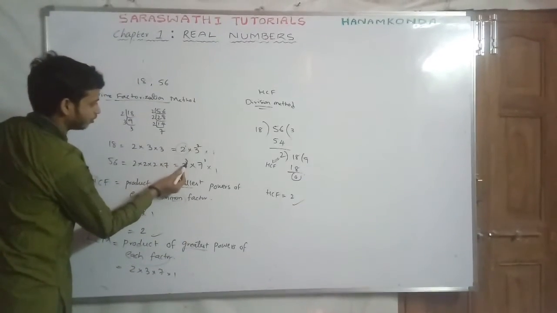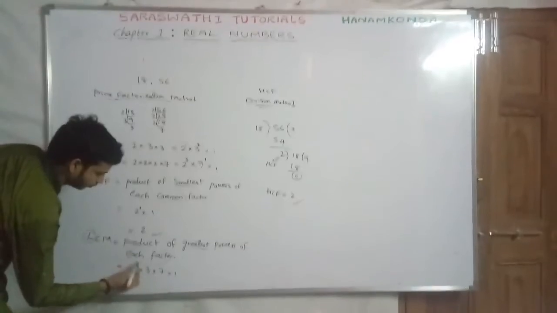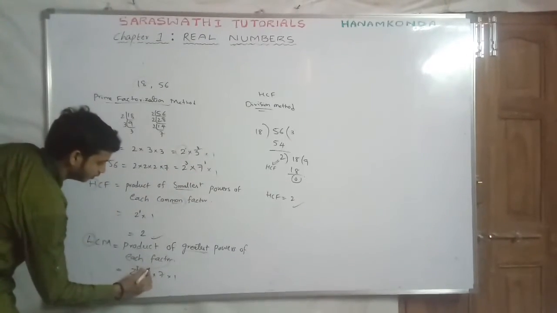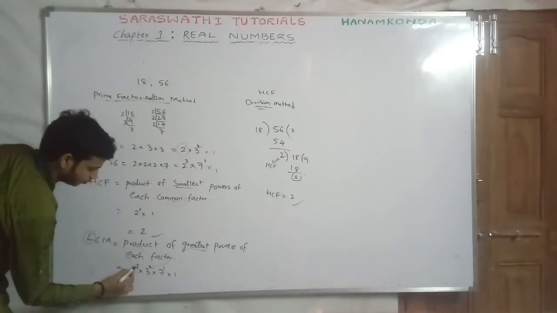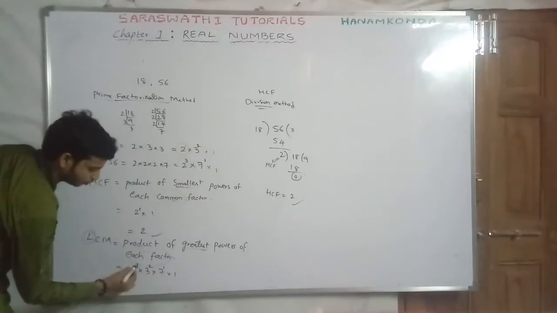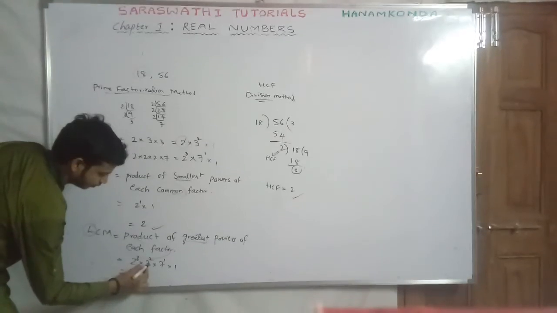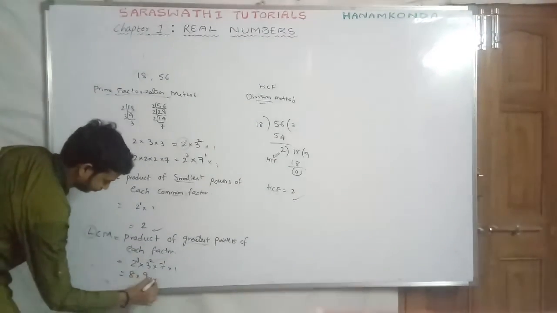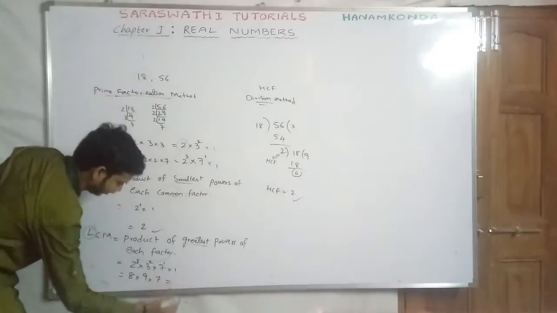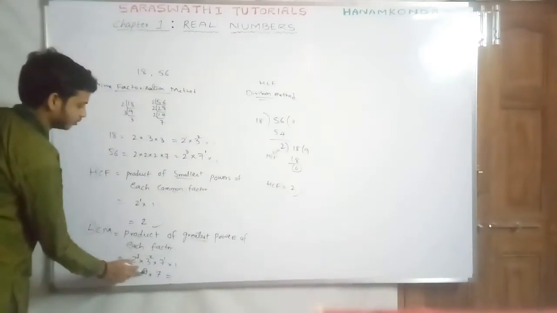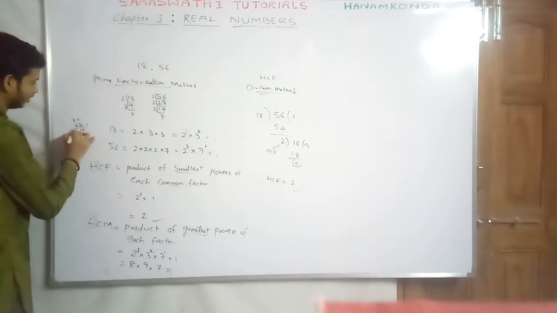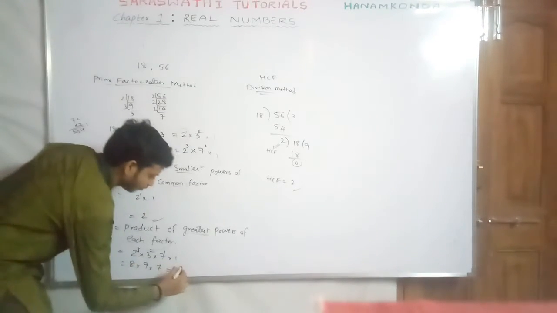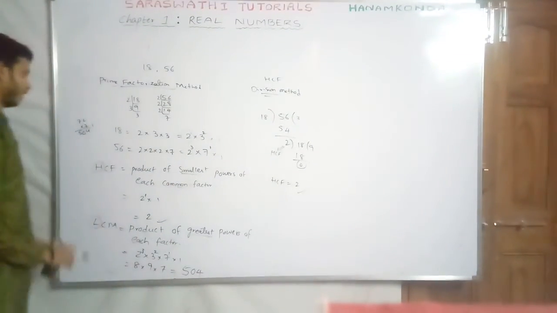The greatest power of 2 is 3, so 2 cube, the greatest power of 3 is 3 square, and the greatest power of 7 is 7 power 1. So 2 cube is 2 into 2 into 2, which is 8, 3 square is 9, and 7 power 1 is 7. So 8 nines are 72, 72 into 7 is 504. So we have obtained the LCM as 504.